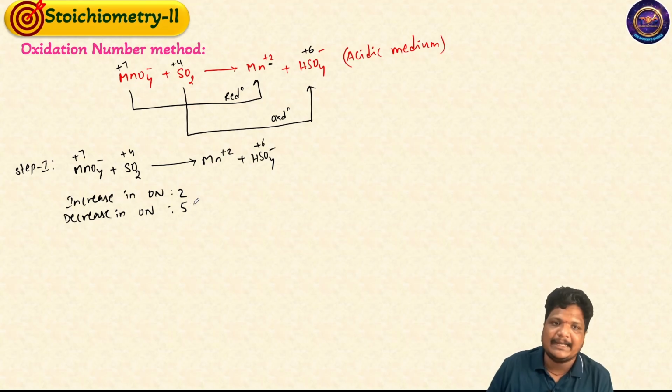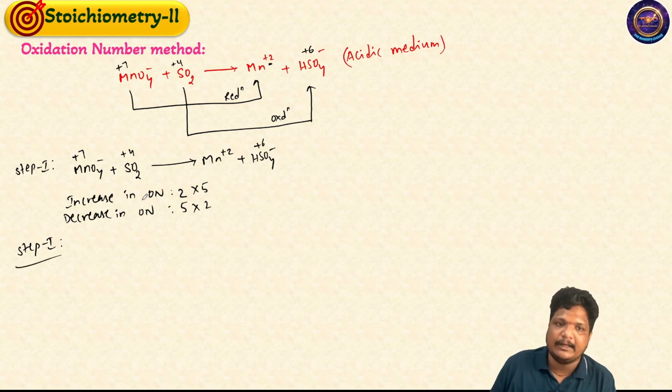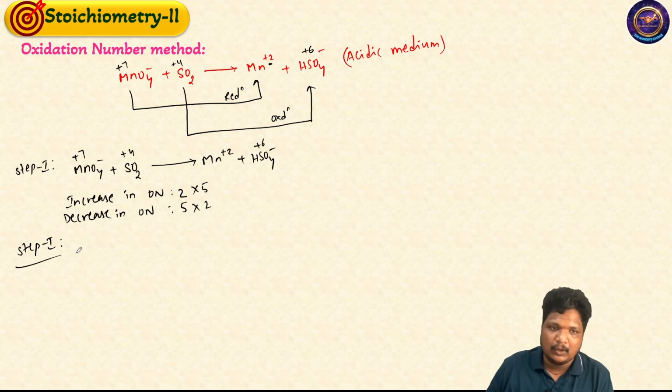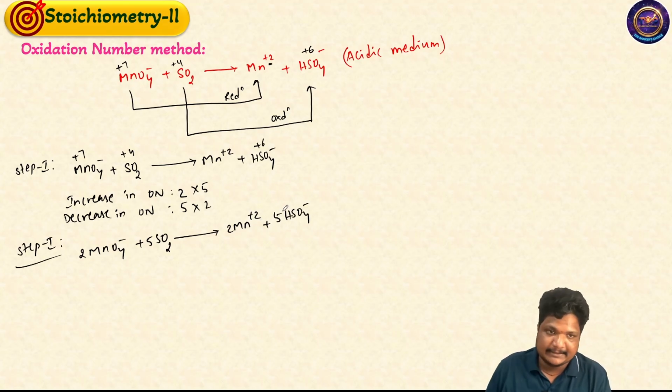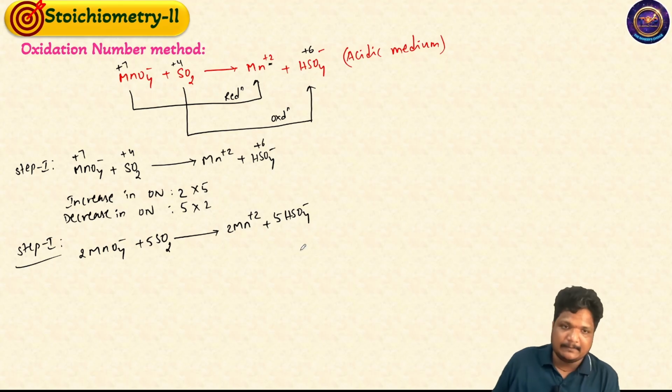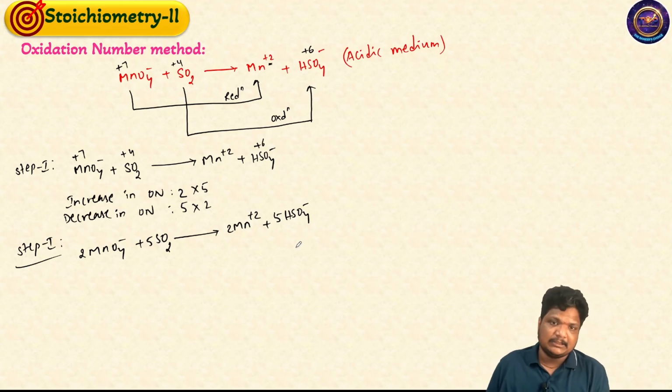Now you have to balance these two. So you can multiply this with 5 and this with 2. So I can write it in step 2, balancing the increase and decrease in oxidation number. So here 2MnO4 minus plus 5SO2 gives rise to 2Mn2+ plus 5HSO4 minus. So now let us equalize the charge.